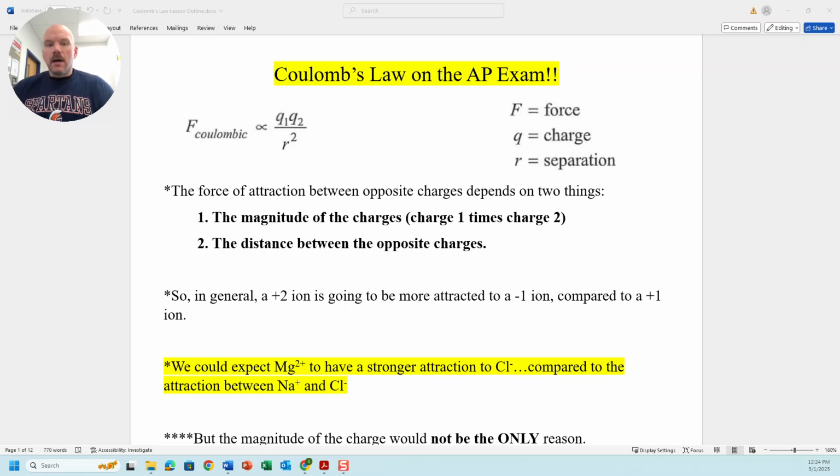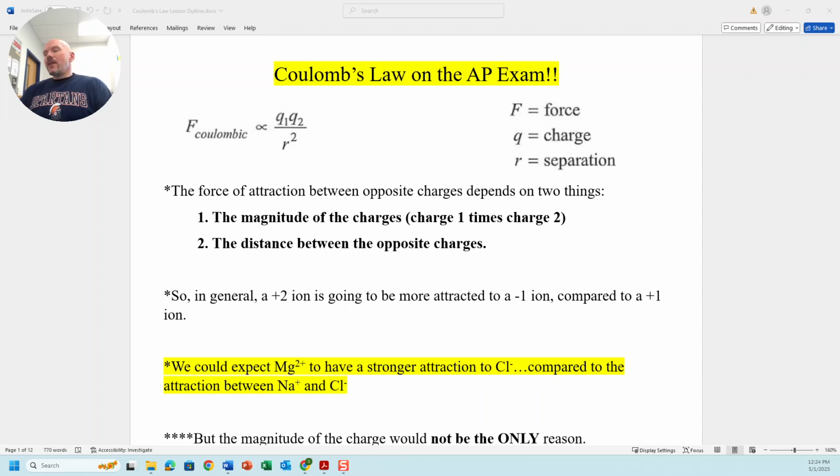All right, guys. In this video, we are going to be reviewing Coulomb's law and how it shows up on the AP exam, using previously released test questions, both multiple choice and a couple of free response questions.